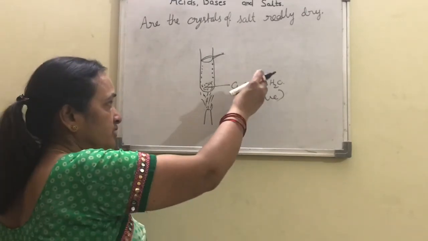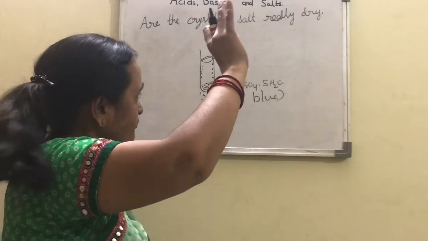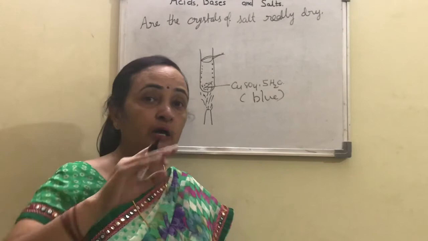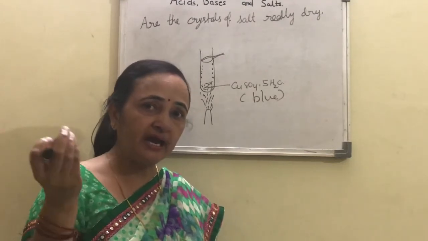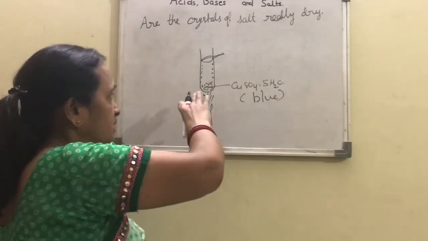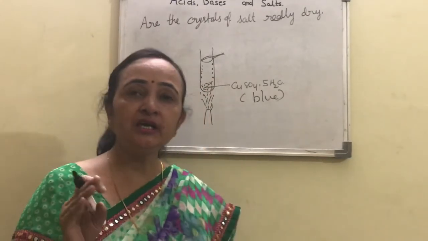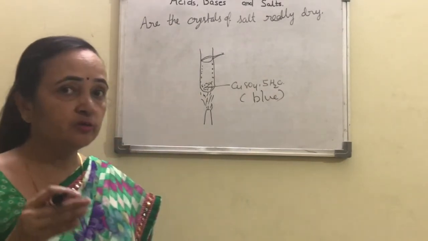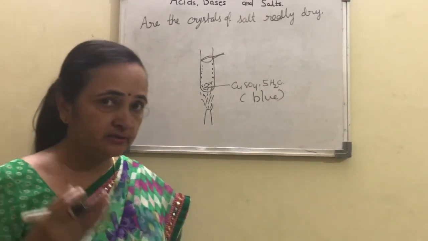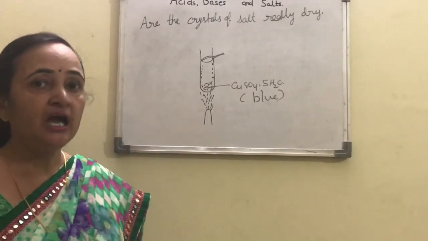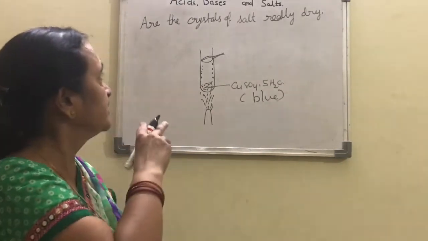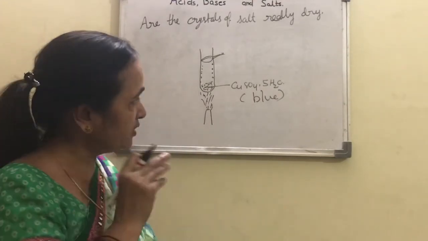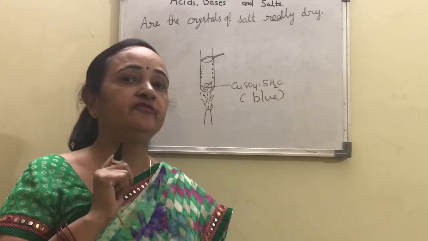Because the water of crystallization has evaporated, and in the absence of water of crystallization it is white in color. Now to check it, again add a few drops of water to this copper sulfate. You will see that the blue color will reappear. So this way you can say that this is the water of crystallization, and these crystals of salts are not actually dry. This water of crystallization is different for different chemicals.